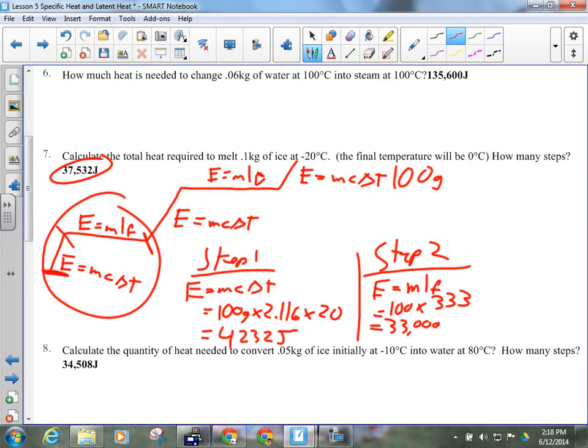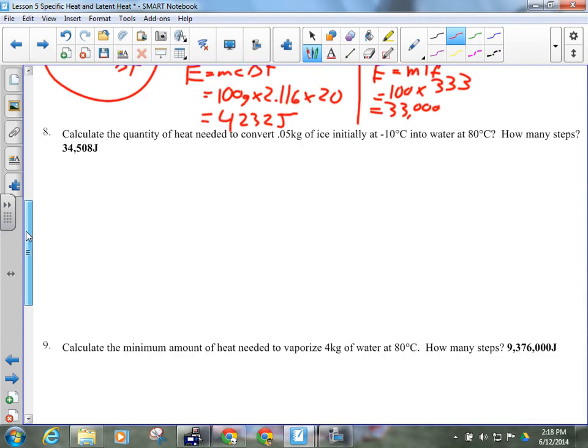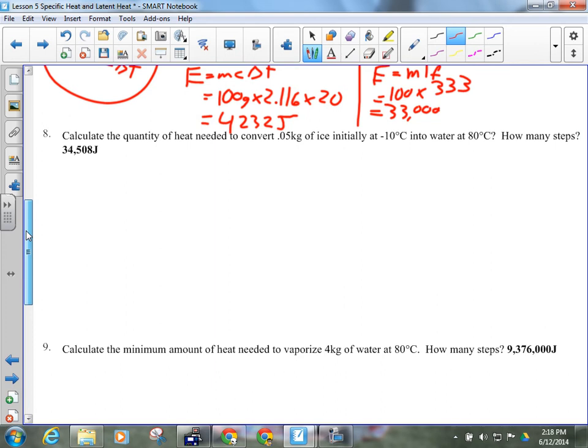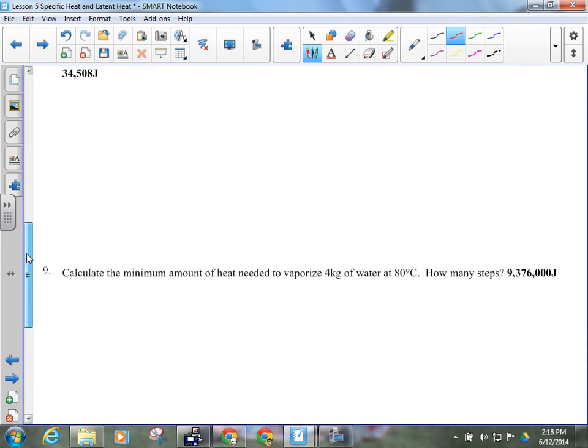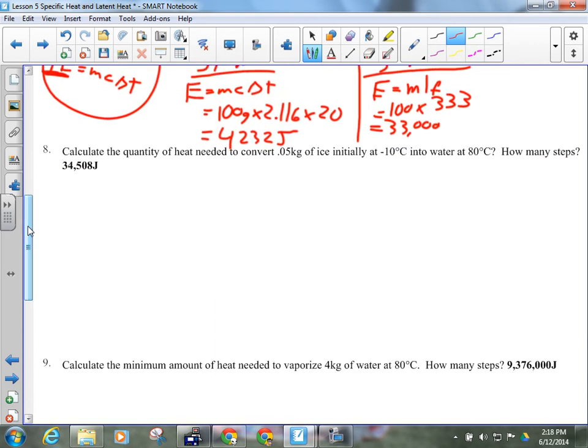What I want you guys to do is try number 8. Have you guys try number 8 here. I'll give you a couple minutes to work on number 8. We'll go through it together, and we'll move on to biomes.